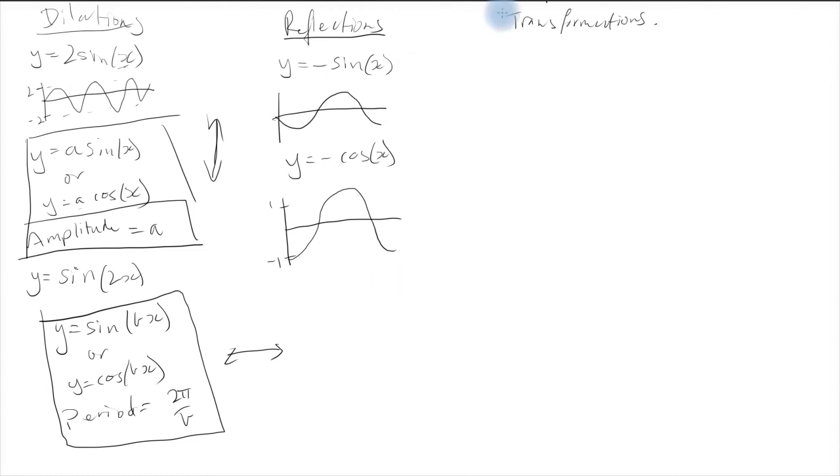Now, very last thing is a translation. And these work pretty much exactly the same as every other transformation you've seen. So if we had y equals, say, sine of x plus a number, so let's say 3, what's happened now is our mean value is equal to 3. So the graph now looks like, well, it will now look like this. Let me just undo that.